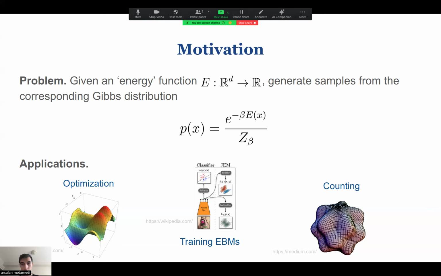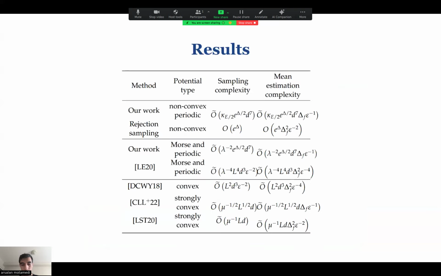Next, I'm going to show you the results that we get using our algorithm. There are two columns here that are important to us, sampling and mean estimation. You can see that this work achieves advantage over classical algorithms for sampling. Moreover, for mean estimation, we don't have a dependency on epsilon, meaning that there is a hidden polylogarithmic dependence, denoted by this O tilde.